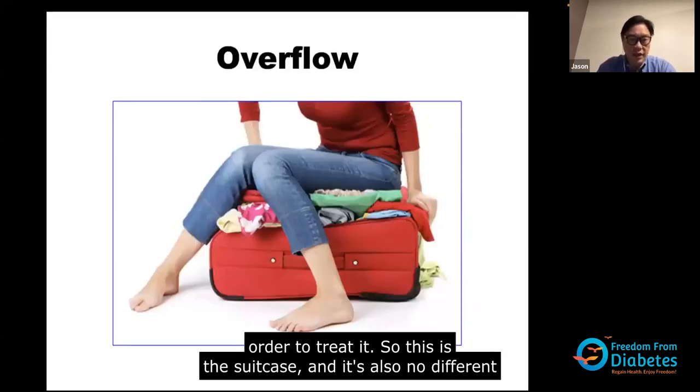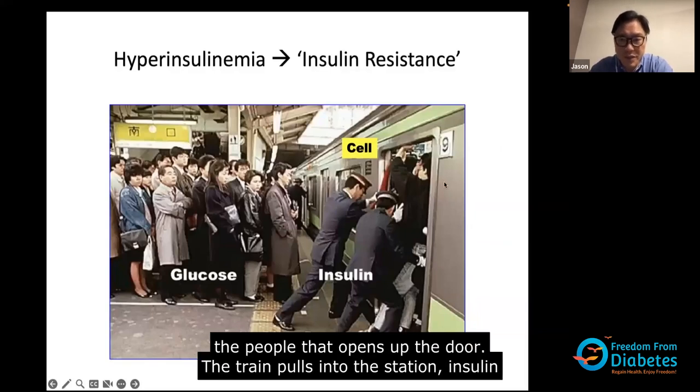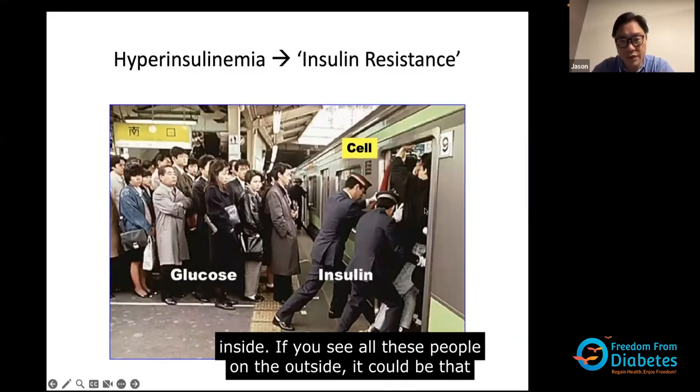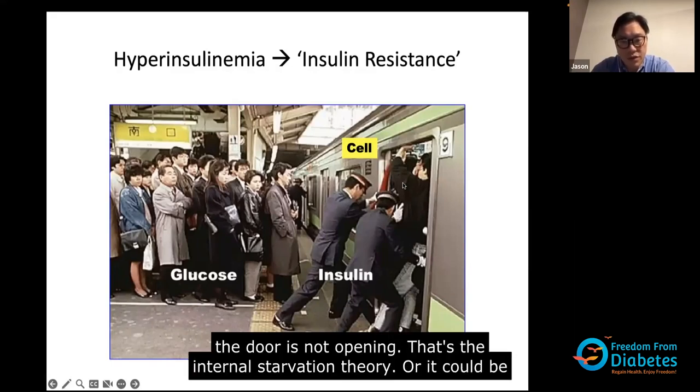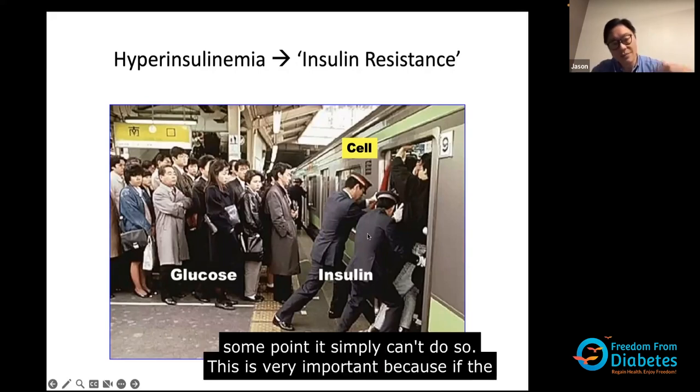So this is the suitcase, and it's also no different than if you have, say, a subway or a train. So insulin is like the people, it opens up the door, right? The train pulls into the station, insulin opens up the door, the glucose, which is on the platform, then should go inside. If you see all these people on the outside, it could be that the door's not opening. That's the internal starvation theory. Or it could be that it's full and insulin keeps trying to push more people in, but at some point it simply can't do so.